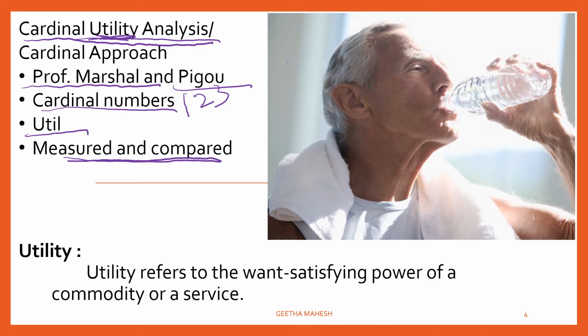Now let us discuss what is utility. Utility refers to the want satisfying power of a commodity or service. That means a commodity has a power or capacity to satisfy human wants. Take an example of a person who is very thirsty. When he has a glass of water, then that water has a power to quench his thirst. That power itself we call utility.